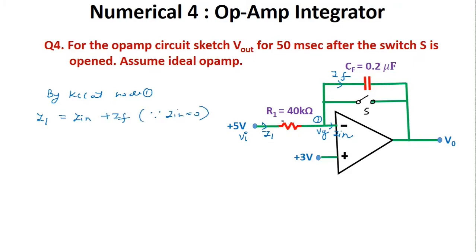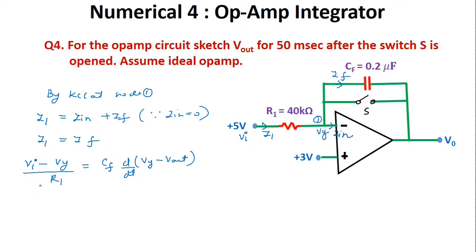Now since this operational amplifier is ideal, the input current to the operational amplifier is 0. Therefore from this equation we get I1 equal to IF. Now we will find I1 and IF from the circuit diagram. I1 will be equal to the input voltage Vi minus the voltage at the inverting terminal Vy, divided by the resistance R1, which is equal to the current through the capacitor IF. The equation of the current through the capacitor is CF into d by dt of the voltage across the capacitor. So the voltage across the capacitor will be Vy minus Vout.